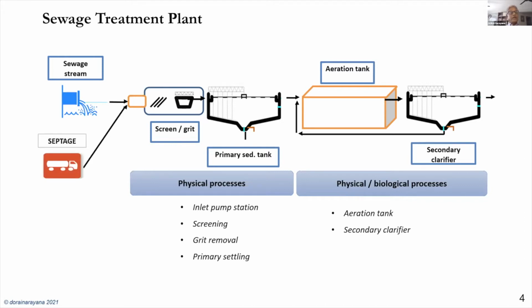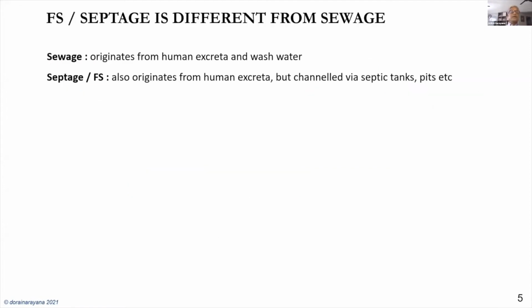And now we are going to add septage or fecal sludge into the inlet of this sewage treatment plant. And when we do this, we are concerned about what impacts might happen to the processes that are going on, right? So this is basically the topic we are talking about.